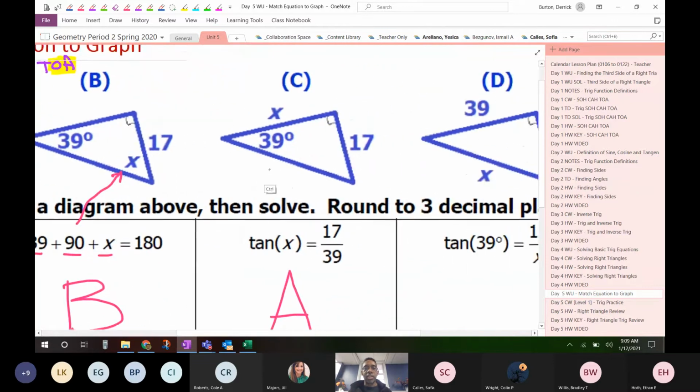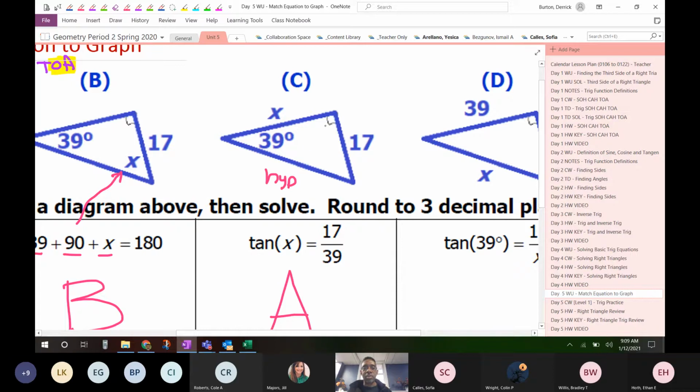Okay, looking at picture C. We're trying to find a side. I'm glancing to see if we could do a Pythagorean theorem, a squared plus b squared equals c squared. But we don't know this side over here. So we can't do the Pythagorean theorem. So that means back to sine, cosine, and tangent.